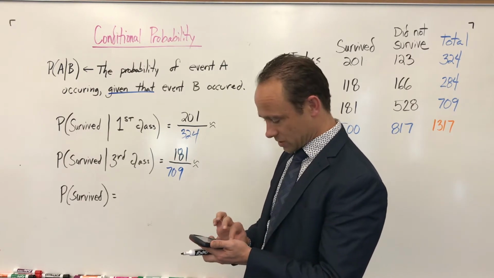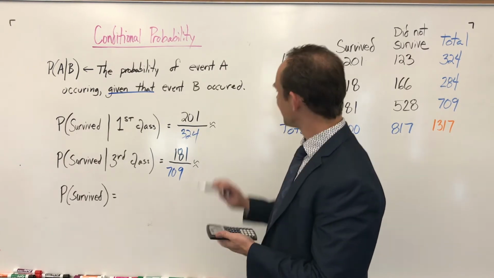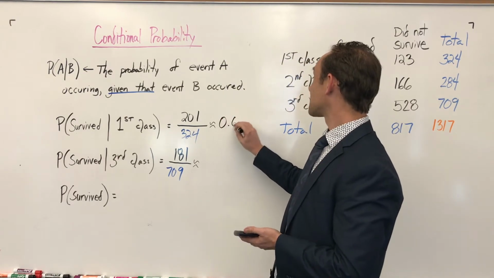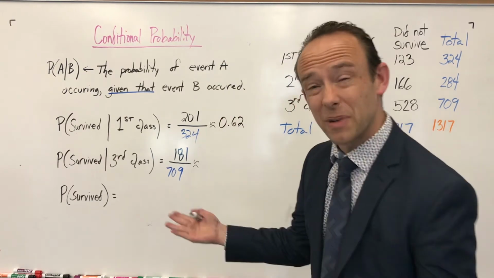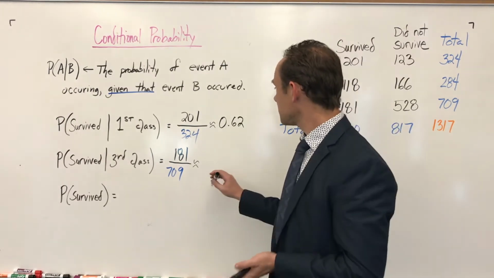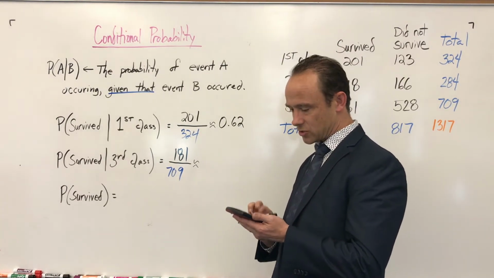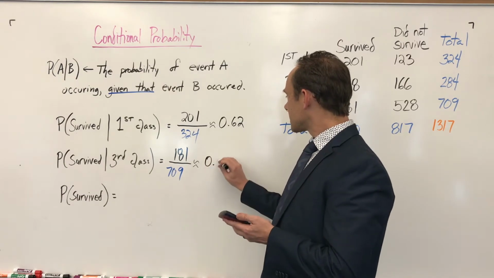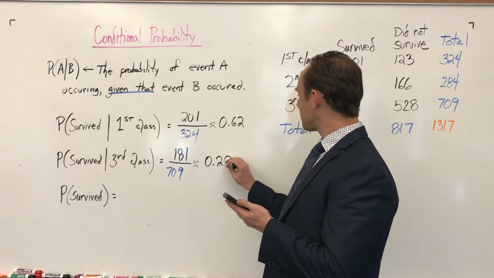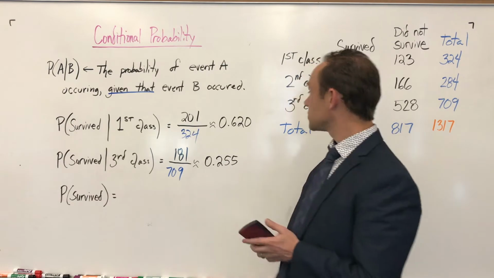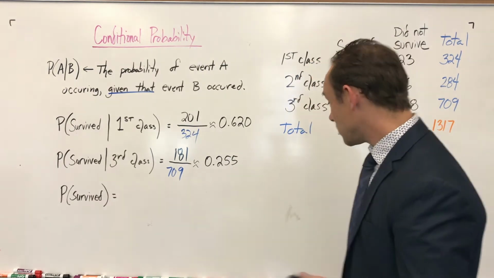So we get 201 divided by 324 equals 0.62. Multiply that by 100 if you want it as a percent: 62%. 181 divided by 709 gives us 0.255, or about 25.5%. All right, and we're done.